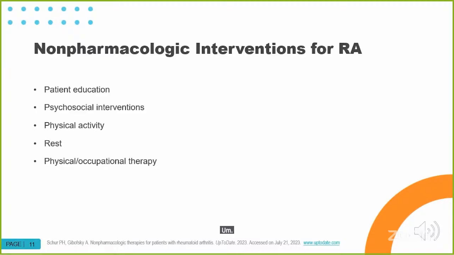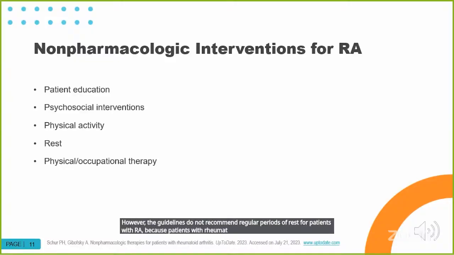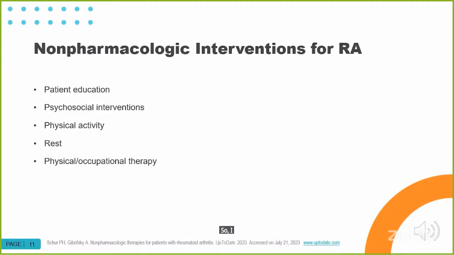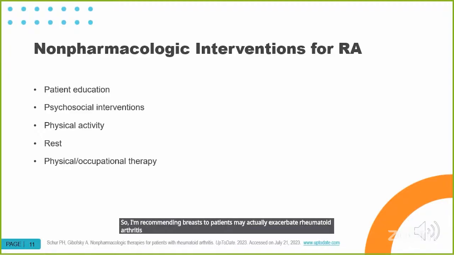Rest is only appropriate for patients when they have acutely inflamed joints. In these circumstances, patients may also require splints. However, the guidelines do not recommend regular periods of rest for patients with RA because patients with rheumatoid arthritis also tend to have sedentary lifestyles. So recommending rest to patients may actually exacerbate rheumatoid arthritis instead of helping. Therefore, rest is only really recommended for patients that have really acutely inflamed joints that require splints.